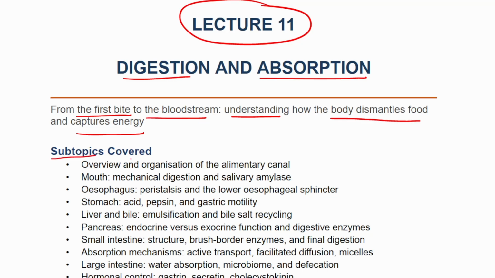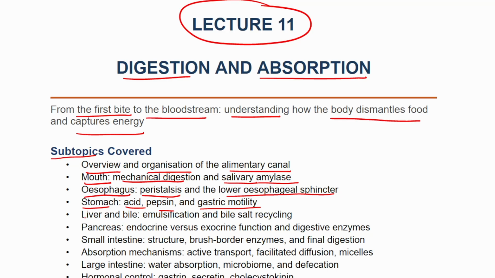First, we will take a look at the overview and organization of the alimentary canal to see how everything is laid out. Then we will start right at the top with the mouth, focusing on mechanical digestion and salivary amylase. Moving down, we will explore the esophagus, specifically looking at peristalsis and the lower esophageal sphincter. Next up is the stomach, where we will break down acid, pepsin, and gastric motility. After that, we will shift our focus to the helper organs.